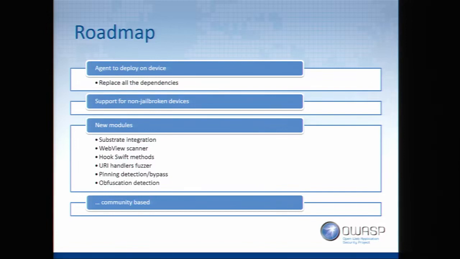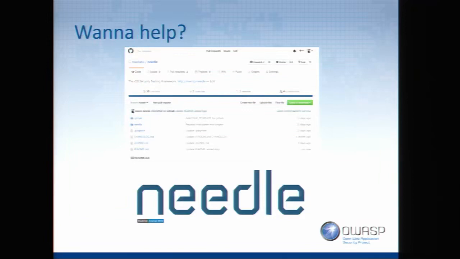And we also want to add loads of new modules: Substrate integration with the Cydia Substrate, WebView scanners, automatic detection and bypass of pinning and obfuscation. So there is a huge list of new modules we want to add. Remember, Needle was released at Black Hat just one and a half months ago. All of this is community-based. Needle is open source on GitHub. Everyone is encouraged to contribute. Since its release, we already have a few users that started building and adding modules for Needle. So if you want to help, the source code is there. Just give us a shout.